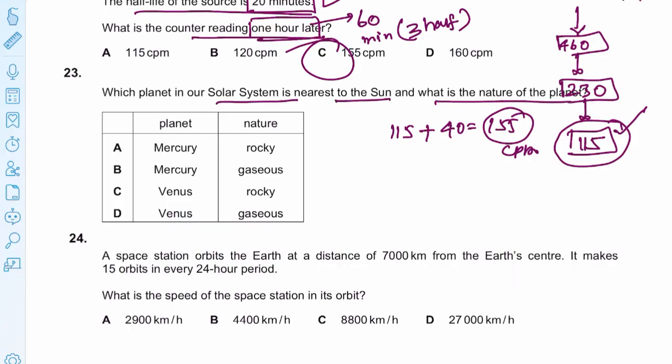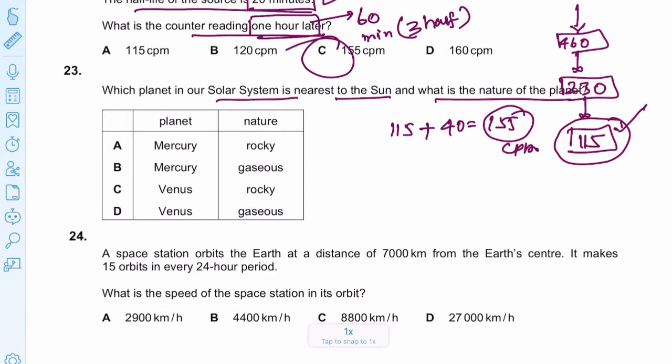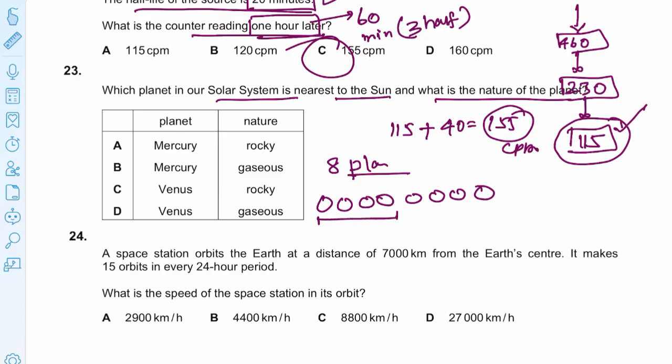Okay, I hope all of you know that in our solar system there are 8 planets. How many planets do we have? We have 8 planets, right? 1, 2, 3, 4, 5, 6, 7, 8. Remember, the first 4 planets are normally rocky, and the last 4 planets are gaseous in nature, right? And the nearest planet, I think, is Mercury. So Mercury is rocky, so answer option A is the right answer for this question.